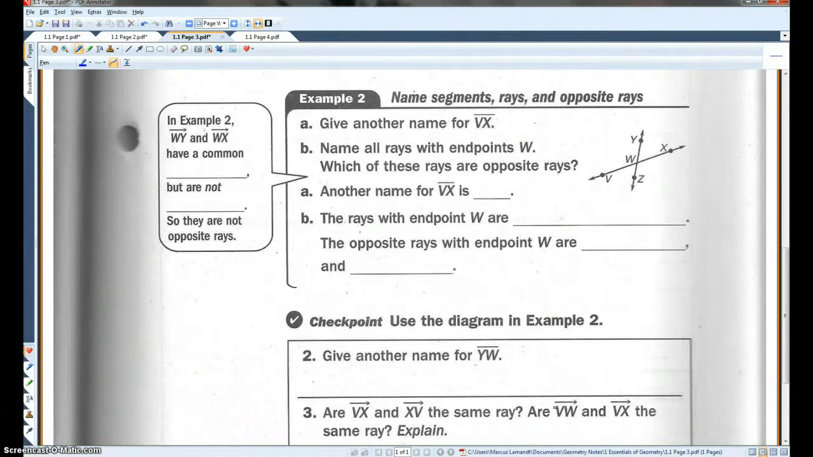Alright, example 2. Give another name for VX. Okay. VX is this here. We could call it XV. The rays with endpoint W, there's actually 4 of them. There's WY, WZ, WX, and WV. Make sure you guys put your arrows in the correct place. Okay, the opposite rays with endpoint W would be WX and WV, and WY and WZ. Okay?